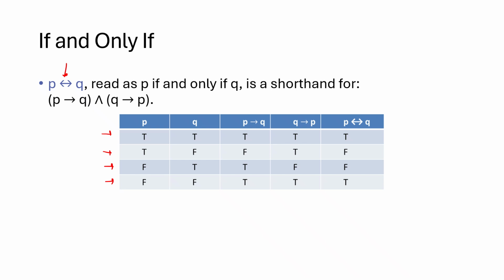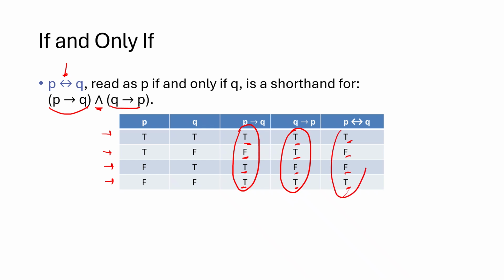Now what we need to do is compute the truth value of if P then Q. We know how to do this using the previous slide. Then we need the truth value of if Q then P. We know how to do that again using the previous slide. And now when we have this, we use what we know about conjunction. So true and true is true, false and true is false, true and false is false, and finally true and true is true. And because P if and only if Q is defined this way, we can compute its truth value as the final column.